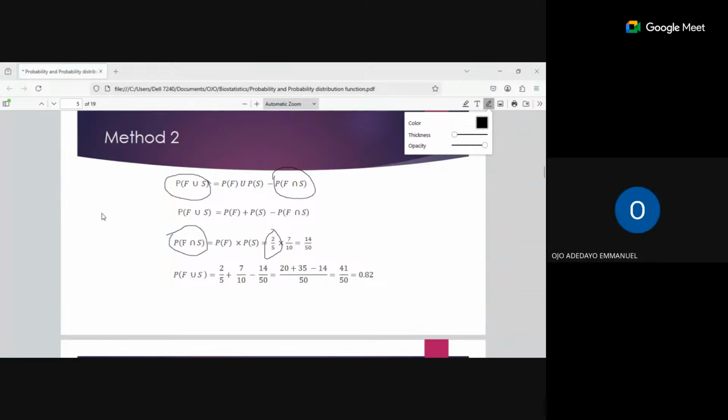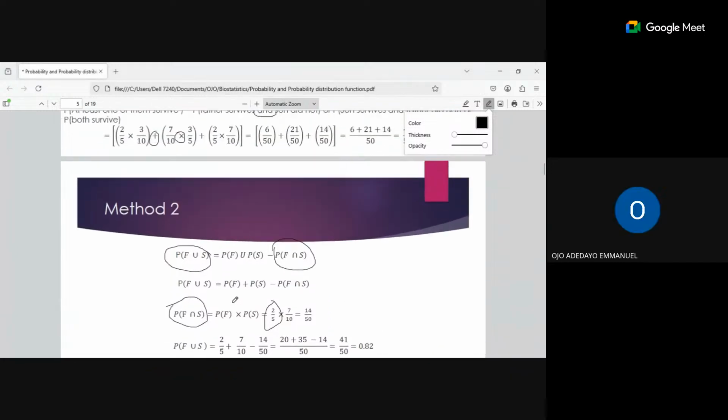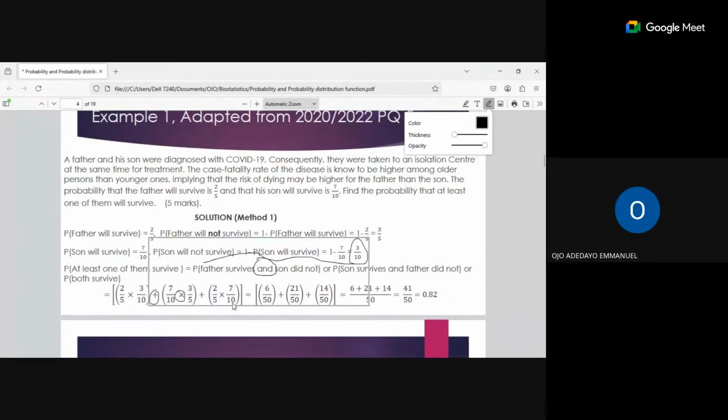Are we together? From the first example, let me quickly go back there, because it's either they bring it that they survive or they bring it that they die. They can't bring any other one aside from that, so that it will not look as if it is only survive that we treated in class.